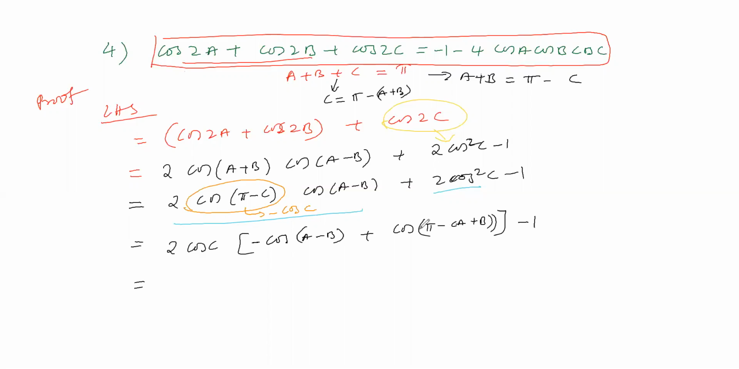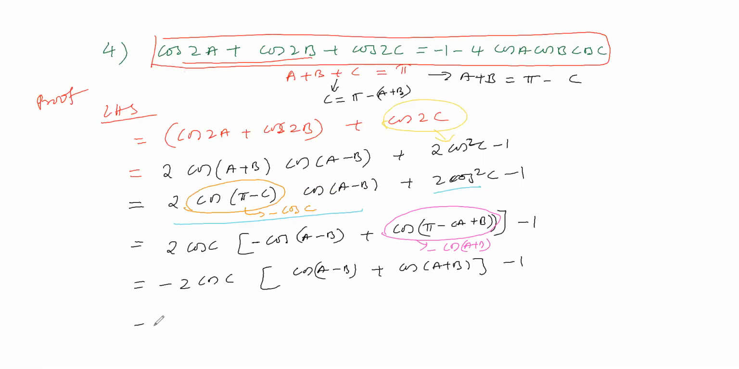Now you know that cos (180 minus theta) is minus cos theta. So minus cos (A plus B). Now we are taking this minus common, so that minus 2 cos C is there, and in the bracket we have cos (A minus B) plus cos (A plus B), and this minus 1 is there.